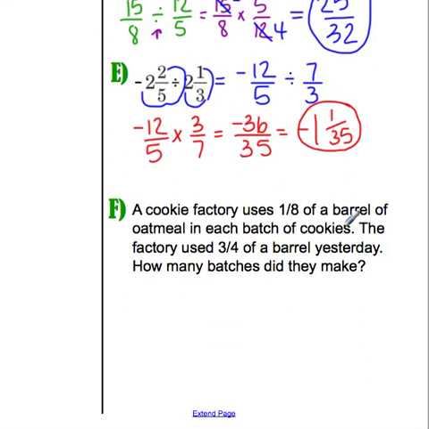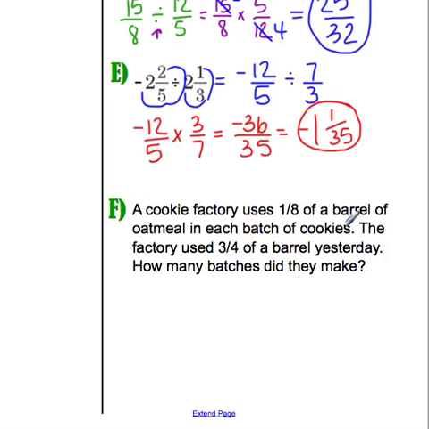Going ahead and taking a look at the word problem that we've got here, we have a cookie factory. They use 1/8 of a barrel of oatmeal in each batch of cookies. The factory used 3/4 of a barrel yesterday. How many batches did they make? Well, we know this is a division problem.